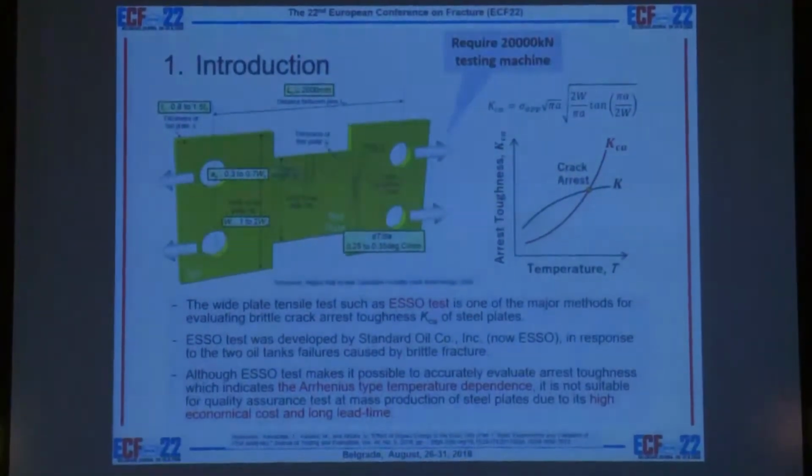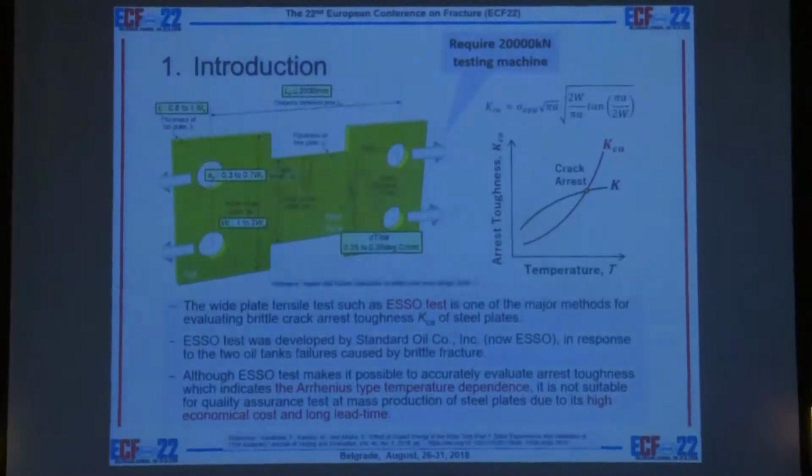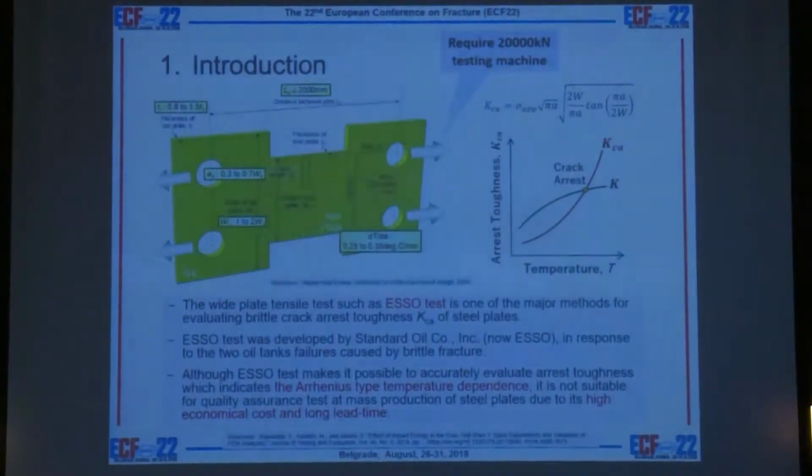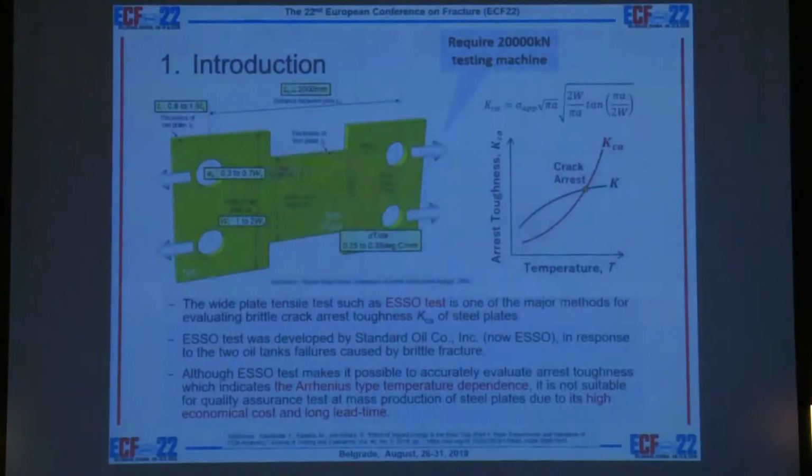The S-test was developed by Standard Oil Company in response to the two oil tank failures caused by brittle fracture. Also, S-tests make it possible to accurately evaluate arrest toughness, which indicates the Arrhenius type temperature dependence. However, it is not suitable for quality assurance tests at mass production of steel plates due to its high economical cost and long lead time.